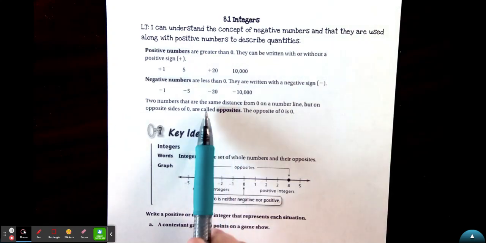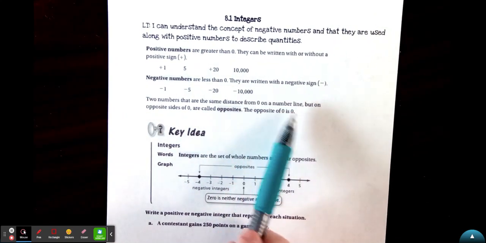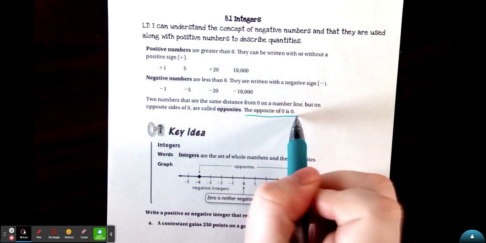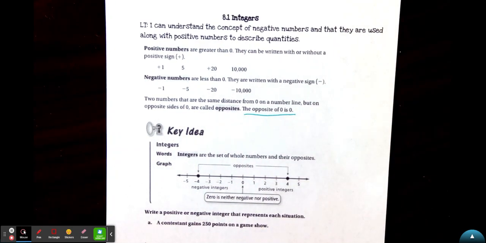Two numbers that are the same distance from 0 on a number line, but on opposite sides of 0, are called opposites. And the opposite of 0 is 0. So what's the opposite of 100? Negative 100. What's the opposite of negative 3? Positive 3. What's the opposite of 0? 0. The opposite of 0 is 0. Okay?